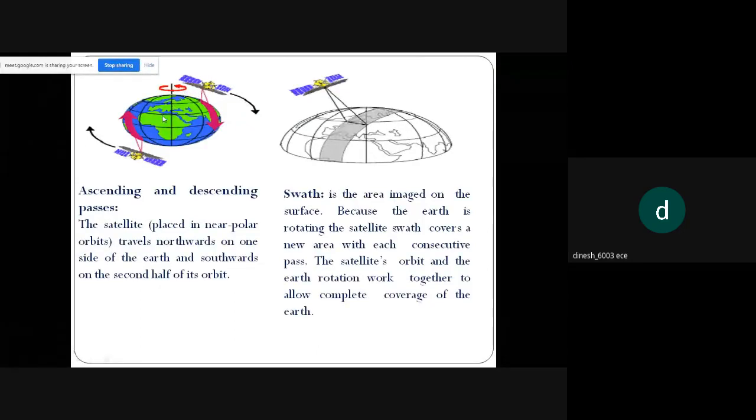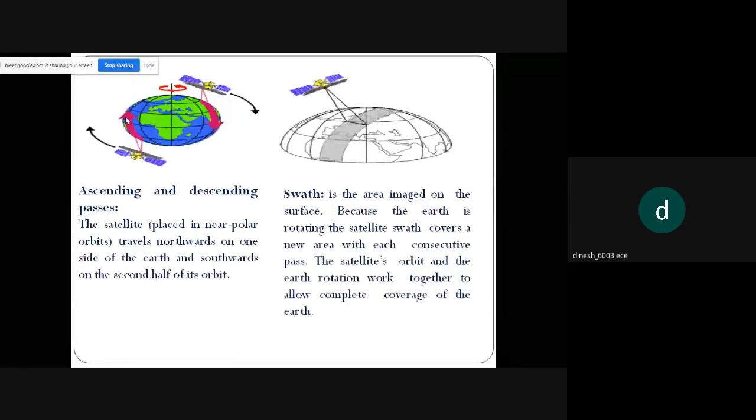the Earth is present. The satellites which move northwards on one side of the Earth is called as ascending pass, and on the second half of its orbit, the satellites will move like this, which we call as descending pass. That you can see in pink color direction. The direction from top to bottom or from northwards is ascending pass, and from southwards it is descending pass.